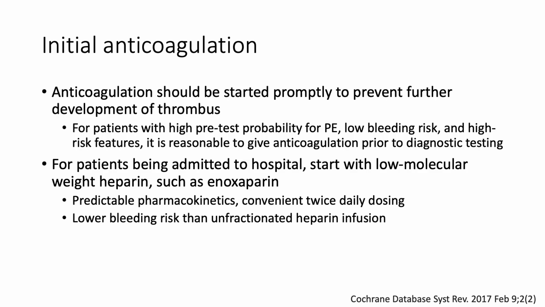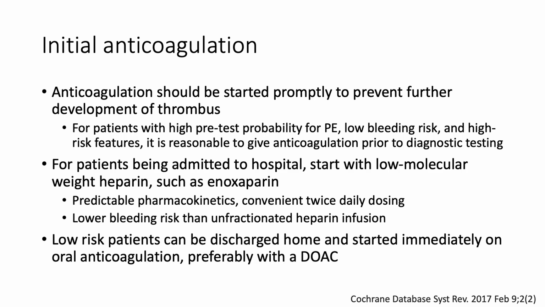Heparin infusions require nurses to check labs and adjust the rate, and there's just a million ways to screw them up. Low risk patients can be discharged home and started immediately on oral anticoagulation, preferably with a DOAC like apixaban or rivaroxaban.